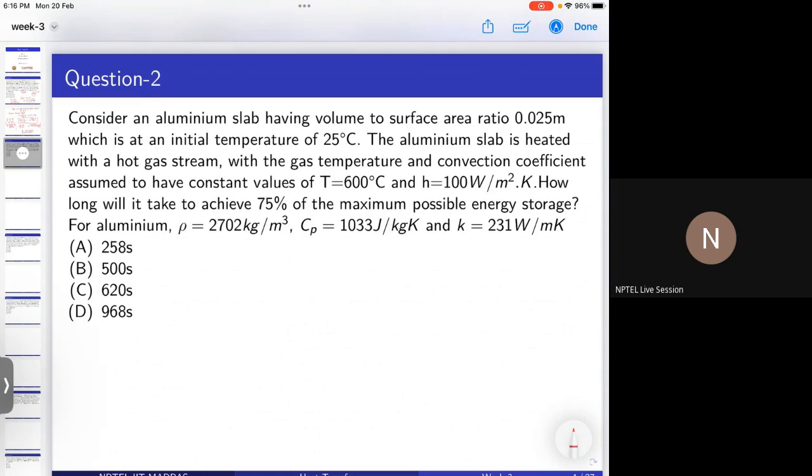So here also a question similar to the previous one. Here we have an aluminum slab whose V by A, that is the volume to surface area ratio, is already given, which is basically directly giving you the characteristic length Lc. The initial temperature is 25 degrees Celsius. It is heated by a hot gas stream at a temperature of 600 degrees and a convection coefficient of 100 watt per meter square Kelvin. So we want to find out how long it will take to achieve 75% of the maximum possible energy storage.